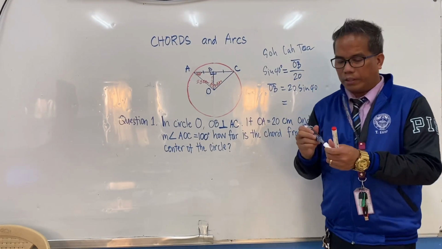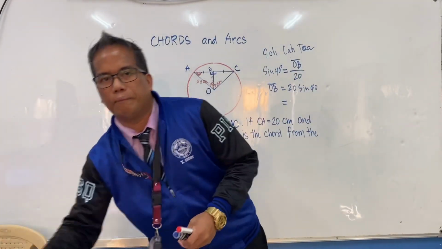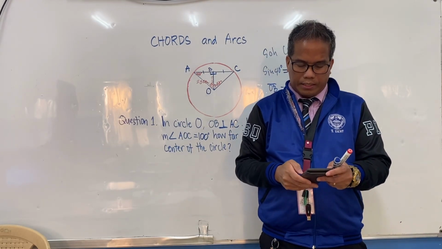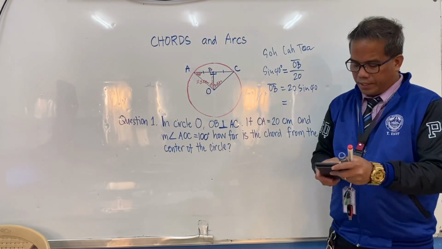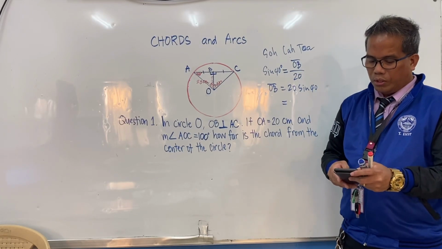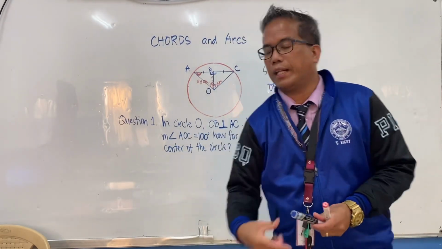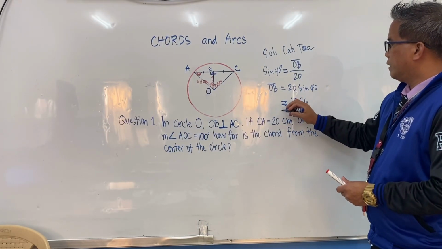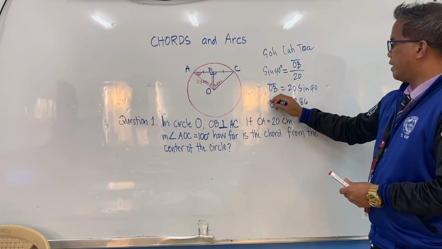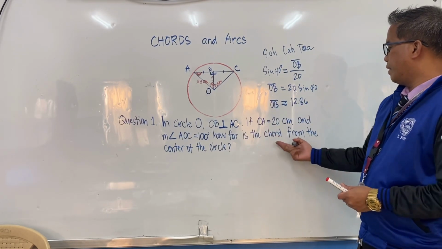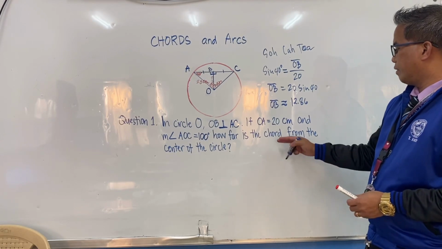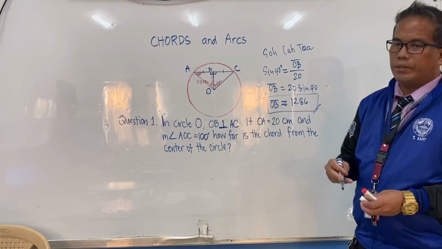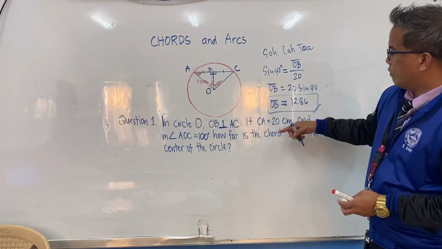Then we are going to use now the calculator. So we have 20 sine 40 degrees is equal to 12.86 approximately. So 12.86. So this is now the distance from the center of the circle to the chord. So this is the answer: 12.86. What is the unit? cm.